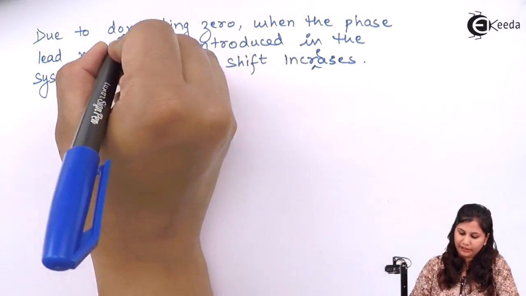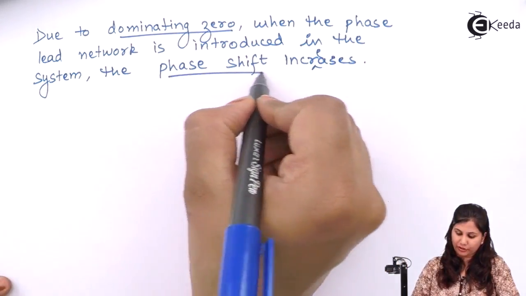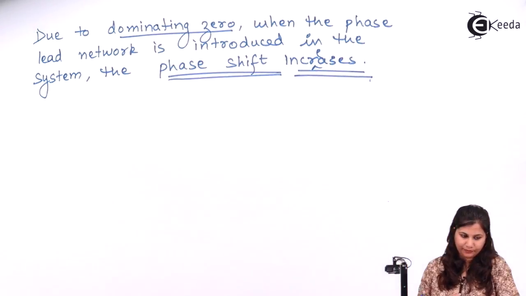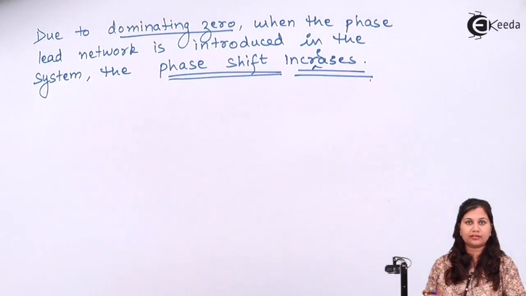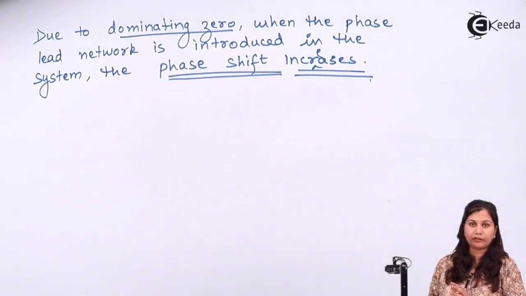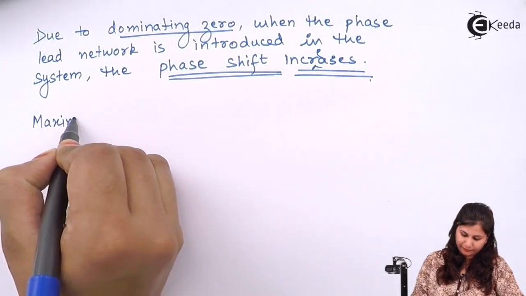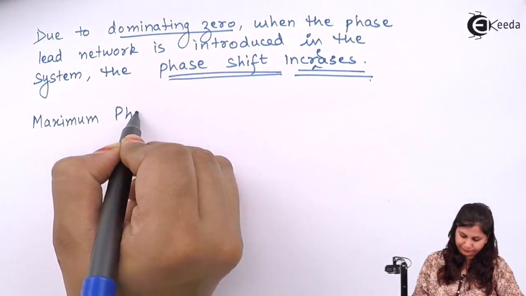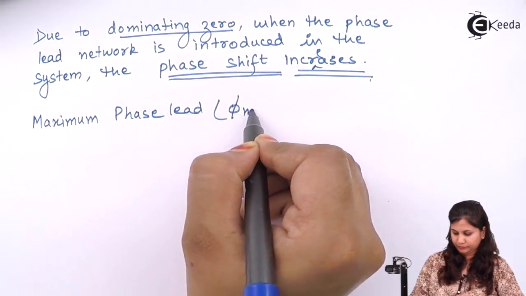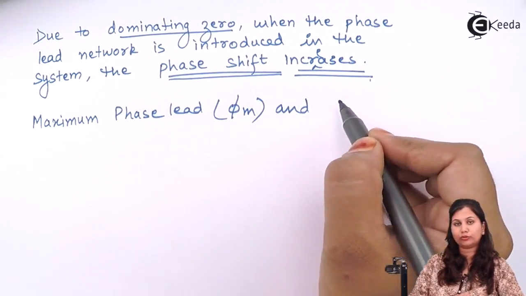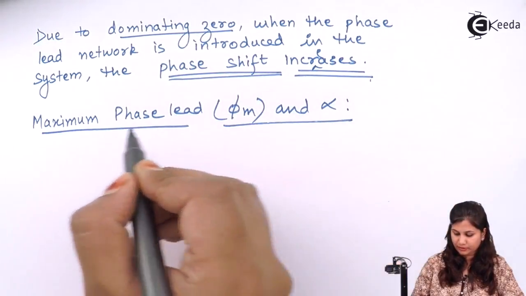So due to this dominating zero, when the phase lead network is introduced in the system, the phase shift increases. Now, if we want to calculate the maximum phase lead or maximum phase shift introduced in the system, this maximum phase lead is called phi m. And if we want to calculate the value of alpha, then how can we calculate these values? Let's see.